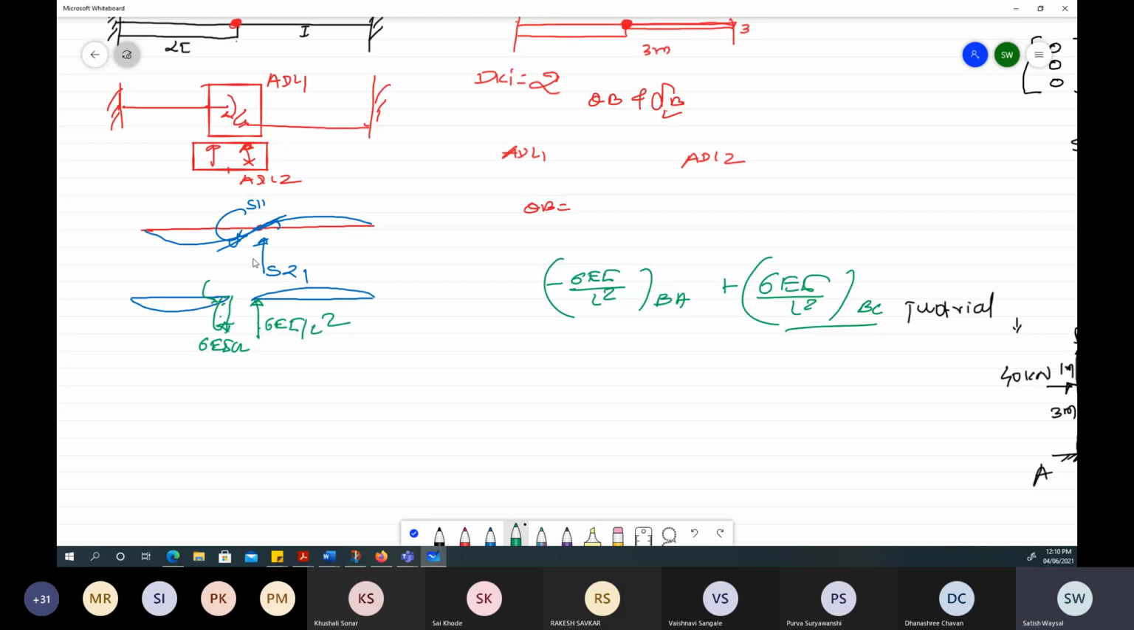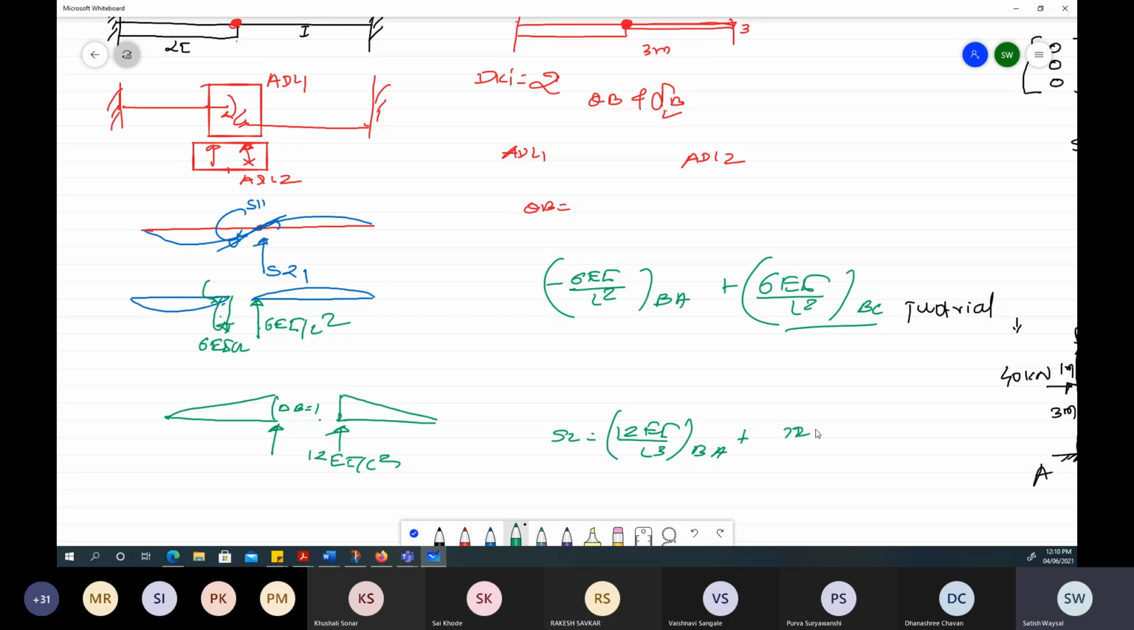While we consider the rotation to be 1, again you can draw two different diagrams. Here we can consider delta B equal to 1, and similarly for this one also, delta B equal to 1. For both the cases, we need to apply 12EI upon L cube. So S22 we can directly write as 12EI upon L cube for B to A plus 12EI upon L cube for B to C. There will be no change in the moment.